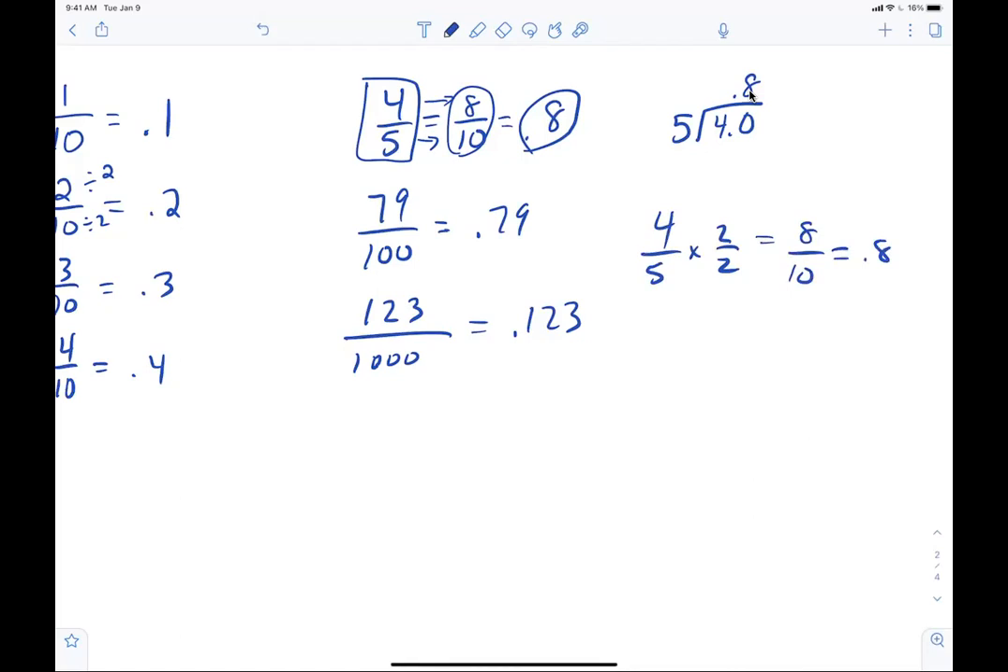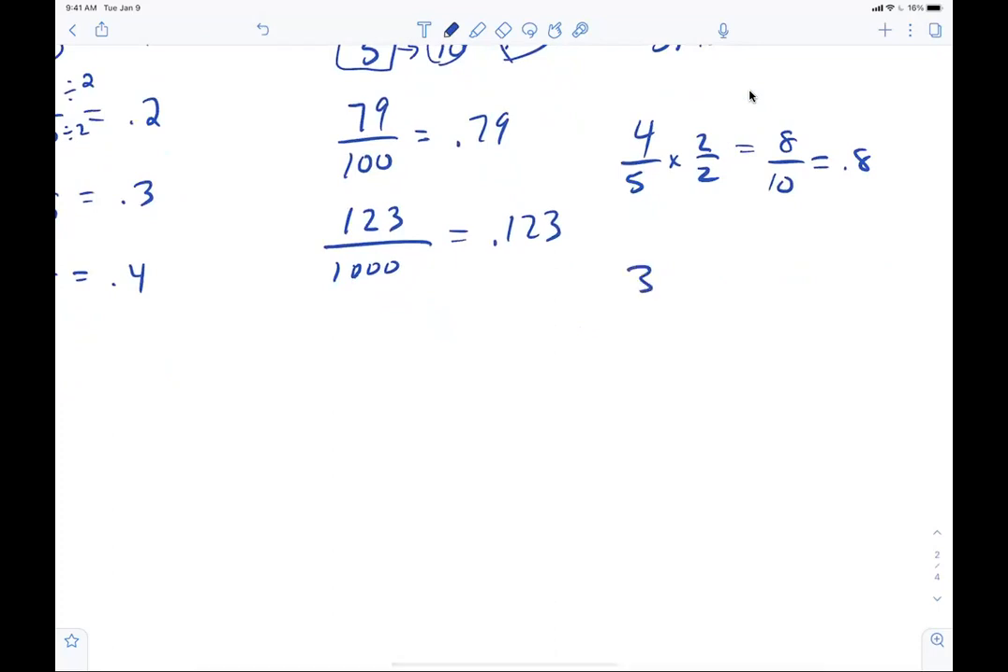Now I want to tell you one more thing. I'm going to give you another example, you see if you agree. If I said 3 out of 5, what do I want to change that to? Maybe 6 over 10. And then what's the answer? Yeah, now you understand. That's how easy.